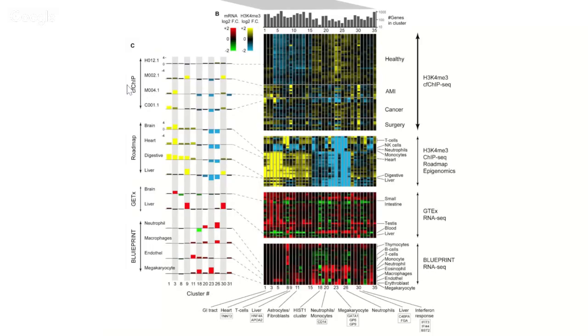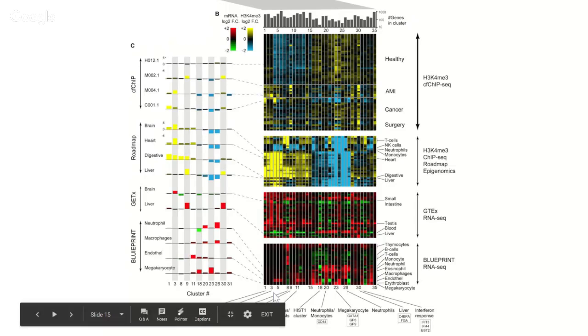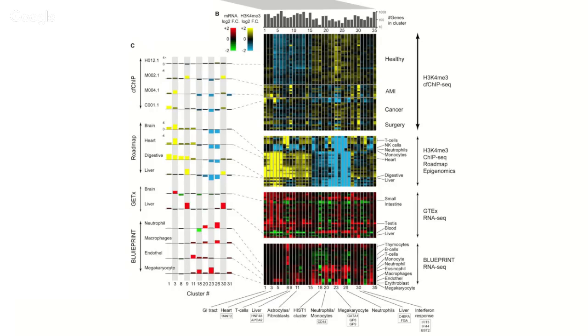They see clusters of cfDNA. They see clusters in Roadmap, in GTEx, and in Blueprint. And then they see clusters that are essentially tissue specificity or tissue type or cell type, right? So they see a liver cluster, they see a neutrophil cluster, they see a megakaryocyte cluster, neutrophils and monocytes, astrocytes, fibroblasts. A lot of it are blood cells. Why? Because, well, in the bloodstream, there's a lot of DNA that comes from blood cells. But they also see clusters for other tissues.